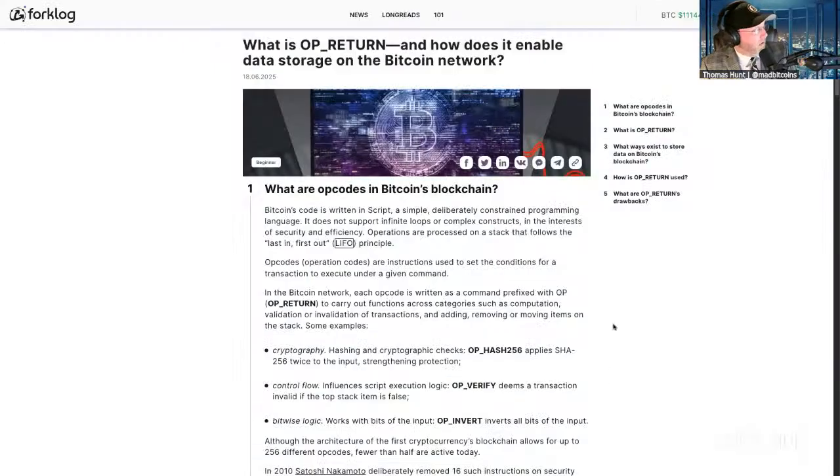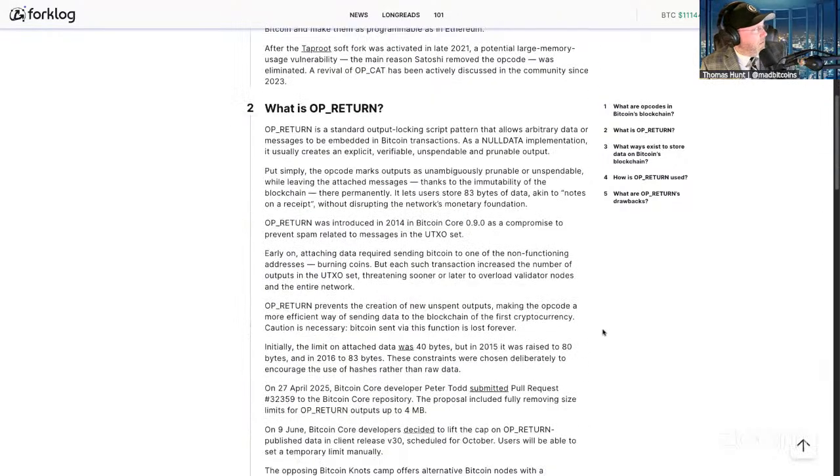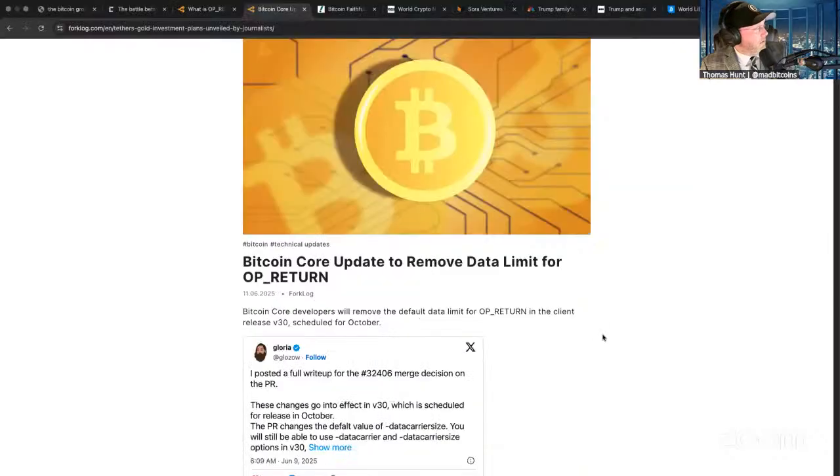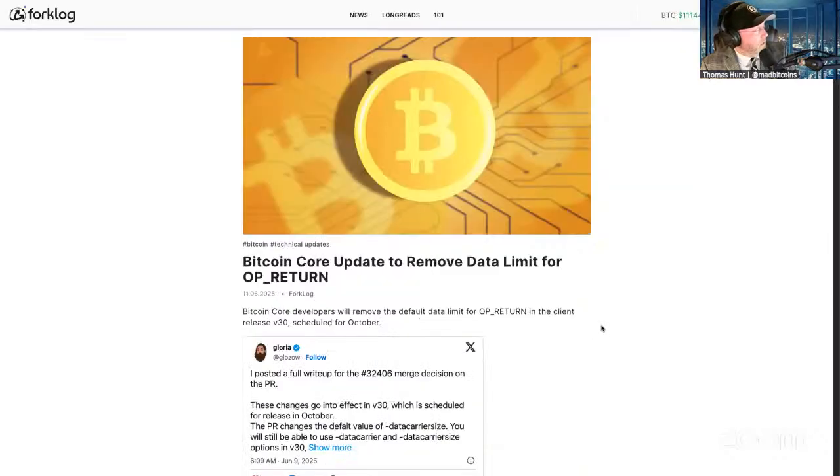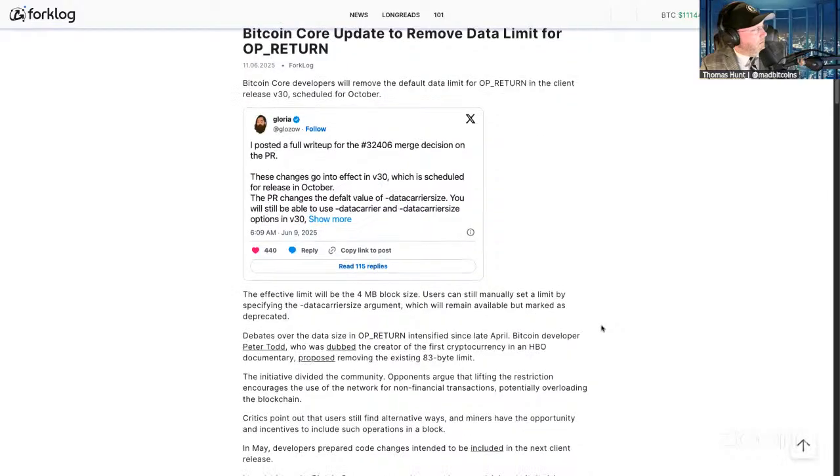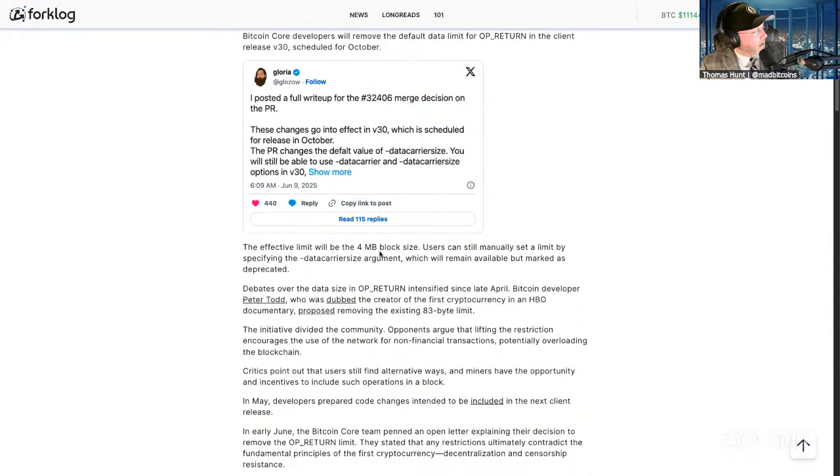Op return. Op return allows you to store data in the Bitcoin blockchain. Previously, it was limited. Recently, Core decided that they would remove the limit on data. The effective limit will be a 4 megabyte block size.